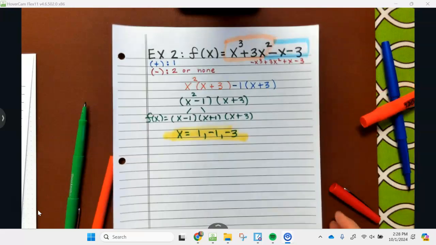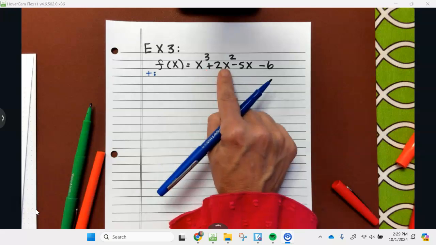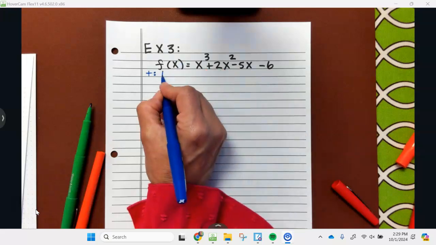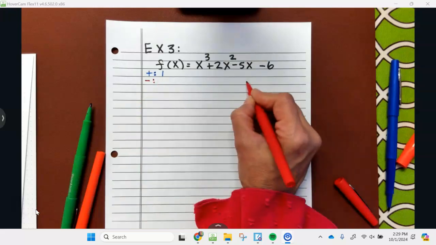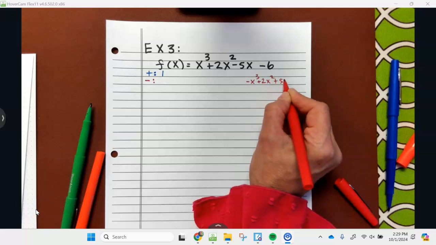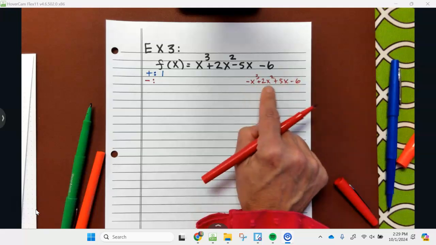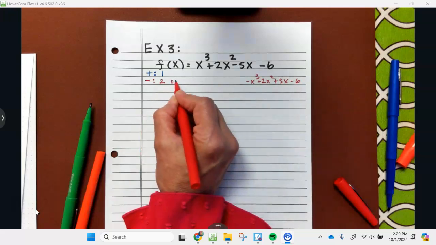All right, next one. For my positives, it only changes one time. Let's analyze the negatives. So for my negatives, it changes twice. So we're going to have 2 or none.